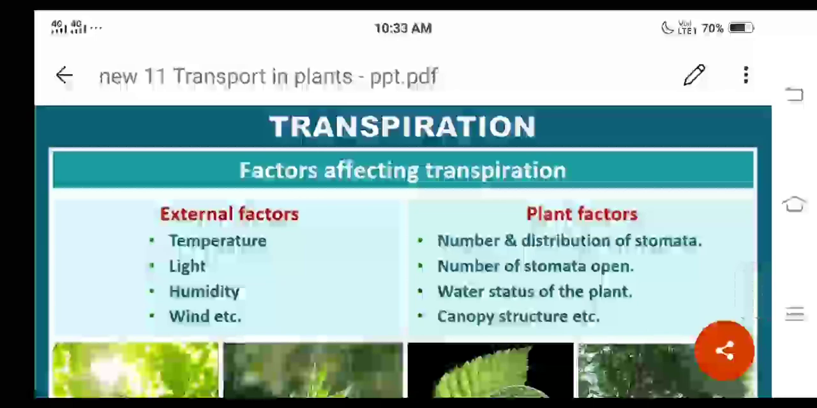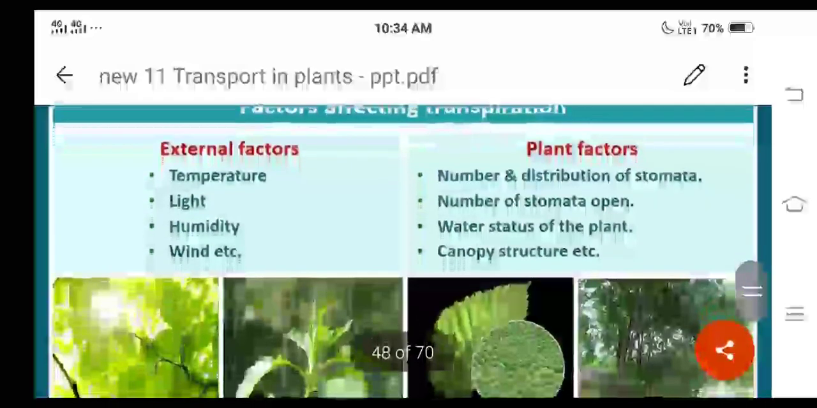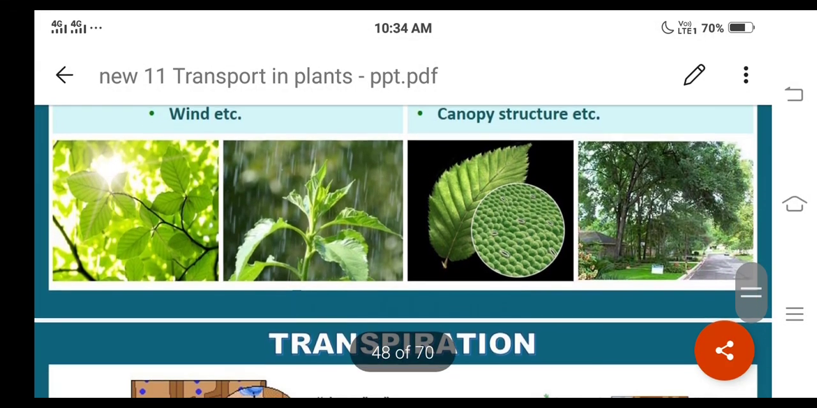What are the external factors here? Temperature, light, humidity, and wind or wind speed, right? And plant factors or internal factors: one is number and distribution of stomata, second is number of stomata open, third is water status of the plant, and fourth is the canopy structure, etc., right? These are the factors affecting transpiration. It includes both the external factors as well as the plant factors.